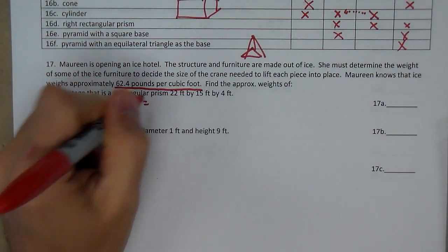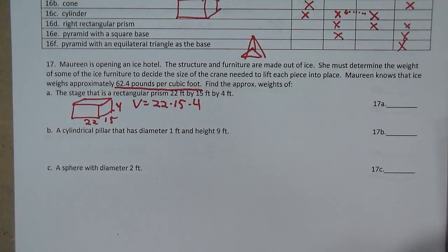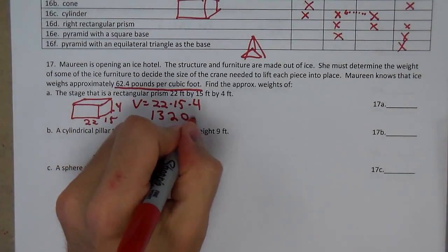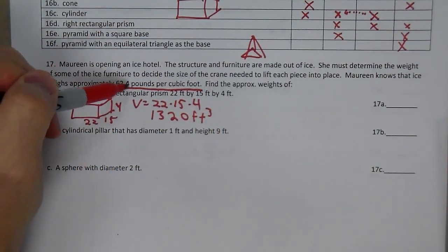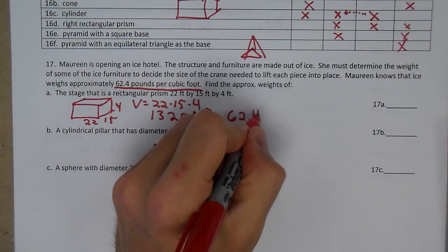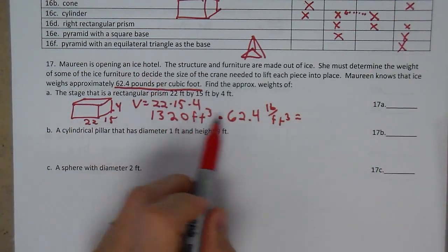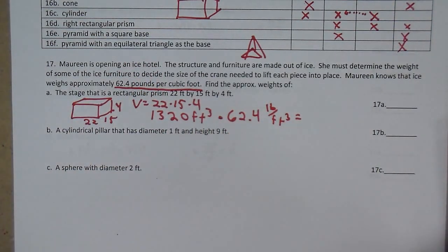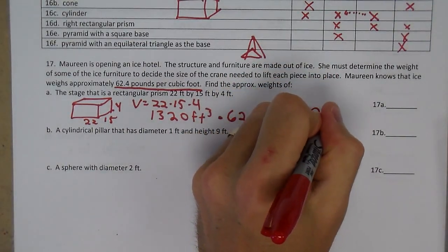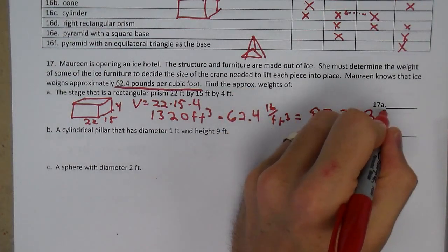So its volume is I just multiply 22 times 15 times 4, and I get 1,320 feet cubed. Now I know it's 62.4 pounds per cubic foot, so I'm going to multiply those two together, because for every cubic foot it's 62 pounds. So if I have 1320 times 62.4, I get that it is 82,368 pounds.